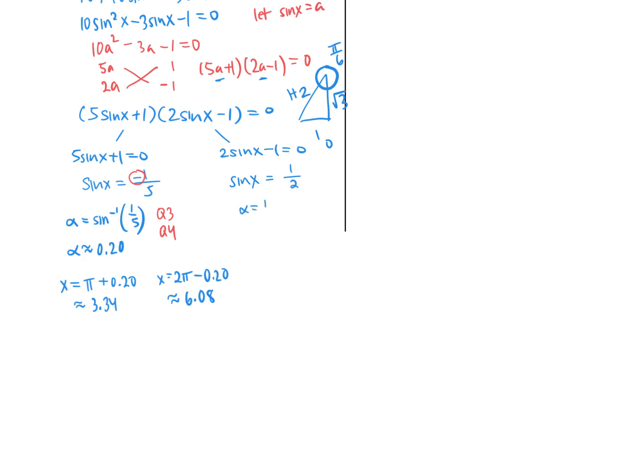So alpha is pi over 6, no calculator here, and our ratio is positive, so we're in quadrant 1 and quadrant 2. So one of our x's is just pi over 6, and the other one is pi subtract pi over 6. Get yourself that common denominator, and there's your other option. So we have pi over 6 in quadrant 1, 5 pi over 6 in quadrant 2, 3.34 in quadrant 3, and 6.08 in quadrant 4.